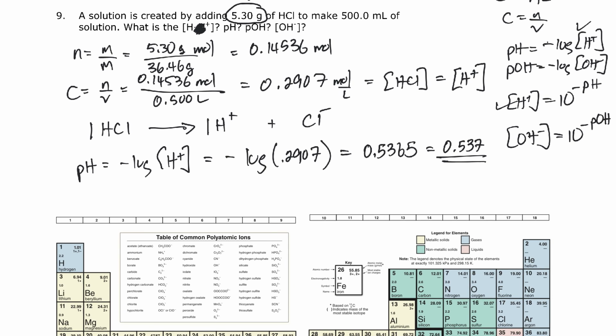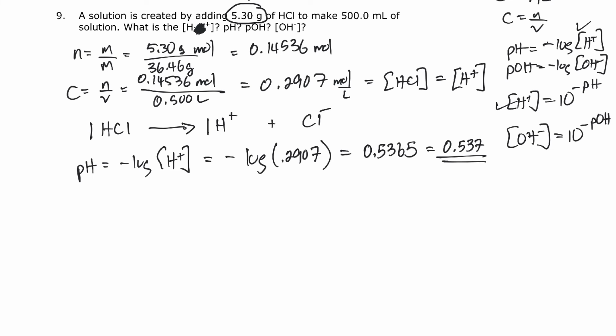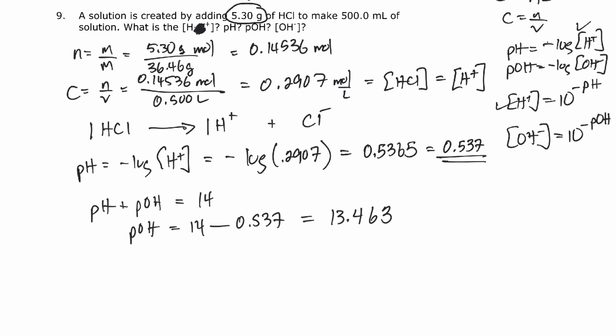pOH, I can figure that out fairly easily, because pH plus pOH is going to be 14. So the pOH will be 14 minus what I just got, 0.537. So if I subtract that, that'll be 13.463, I believe. And again, 3 sig figs, so keep 3 decimal places.